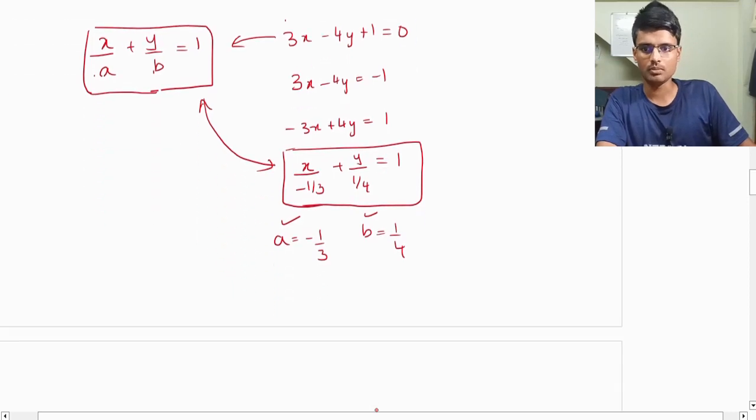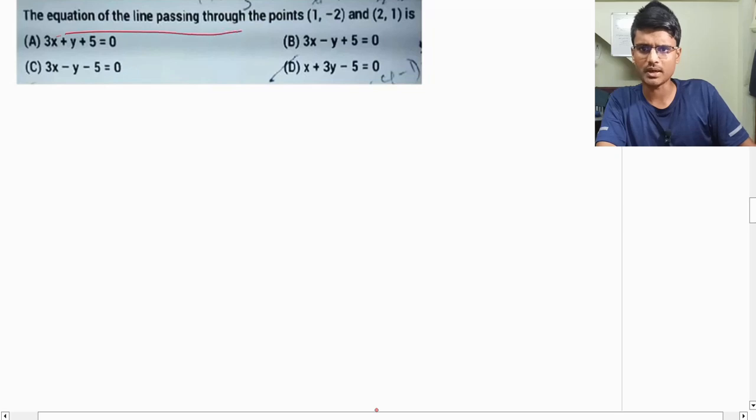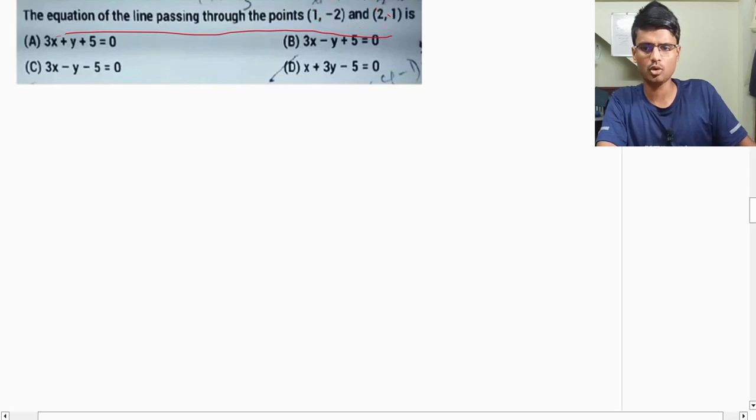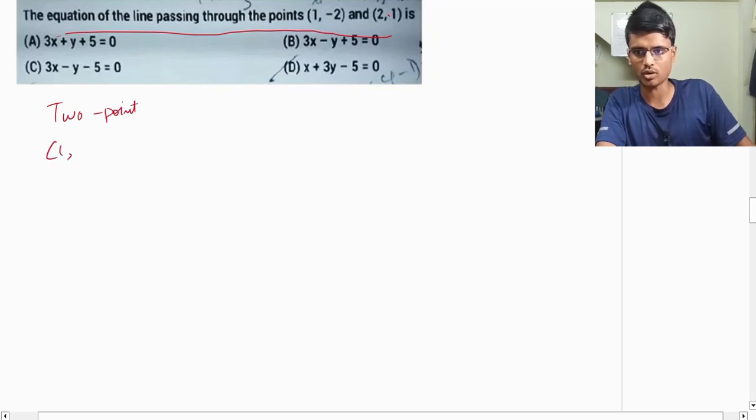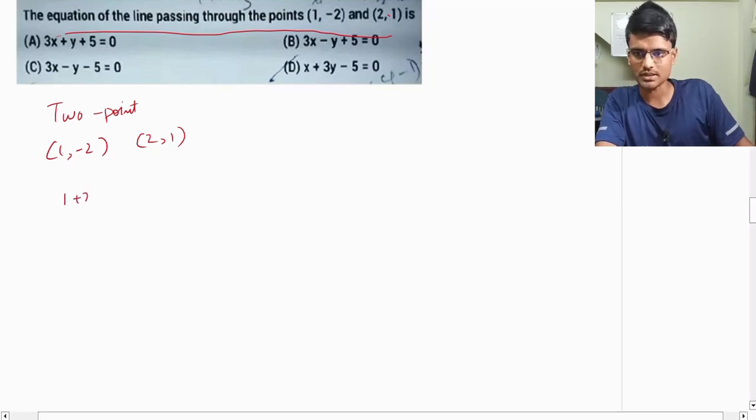Okay, moving on. So this is the equation of the line passing through the points. They have given the 2 points, and they are asking us to find the equation. Simple, it is nothing but the 2-point form. Direct formula you can apply. Let me write the 2 points, 1 comma minus 2, 2 comma 1. First thing, we'll find the slope. To find the slope, y2 minus y1 by x2 minus x1. So 1 plus 2 by 2 minus 1. So this is our slope.